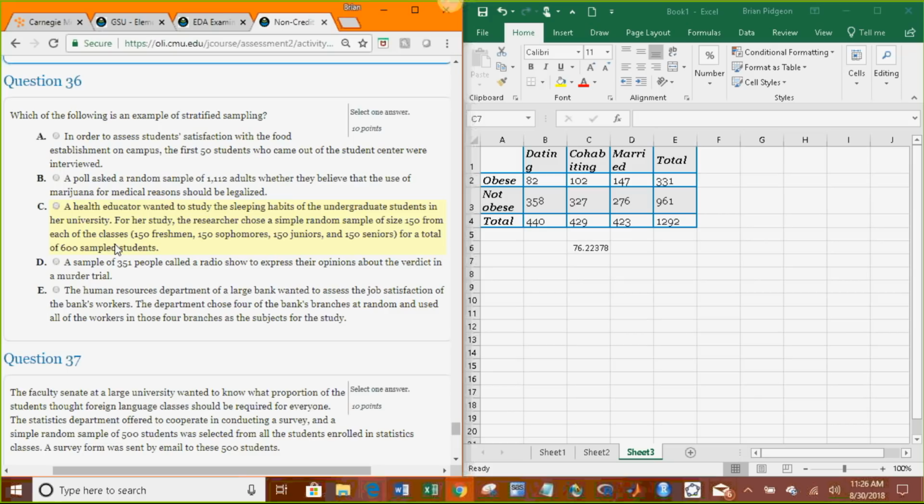A poll asks a random sample of 1,112 adults whether they believe in the use of marijuana. Well, random sample, that's its own type of sampling.